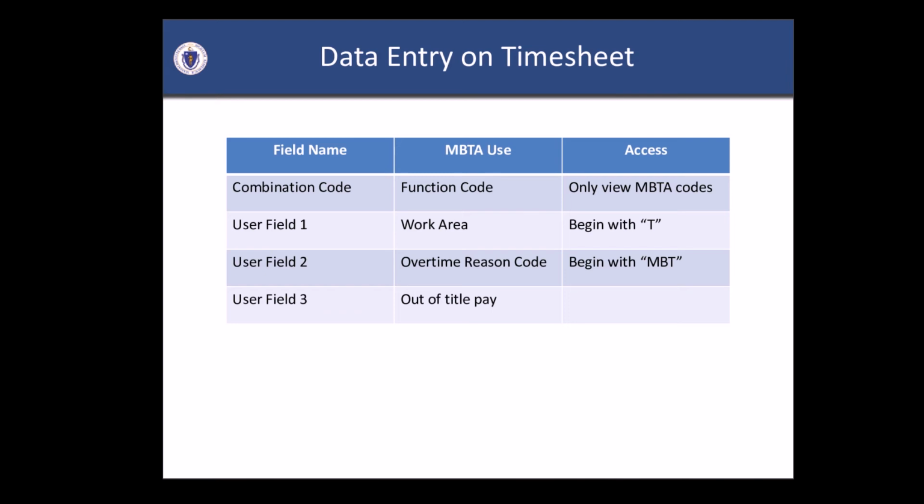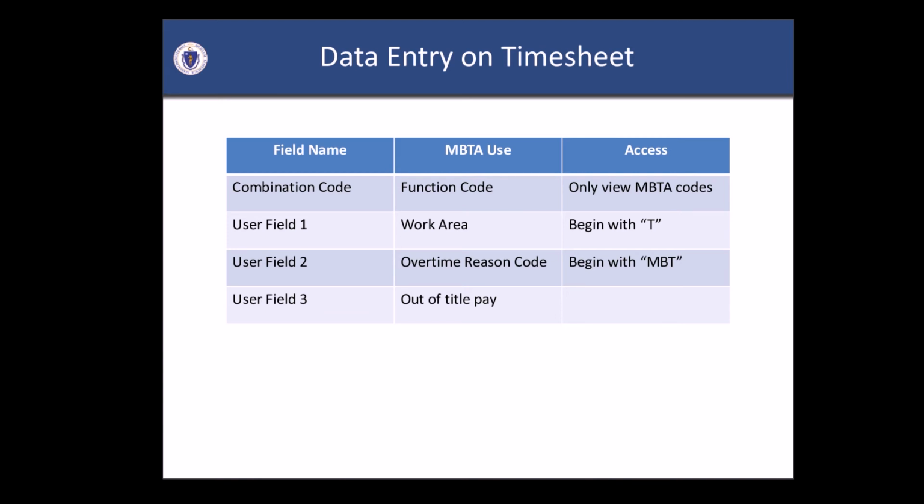So the combination code is what you're going to see in the timesheet. That's your function code. That's the T's function code. So all those are preloaded for you. You only have access to view the MBTA codes, so if you click on the little magnifying glass, you'll only see MBTA codes there. For user field 1, that's what it's called at HRCMS, that's your work area.